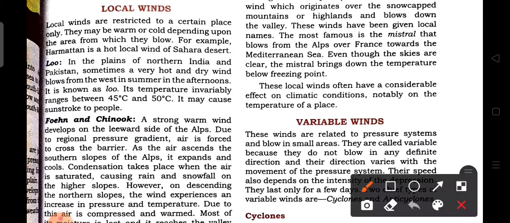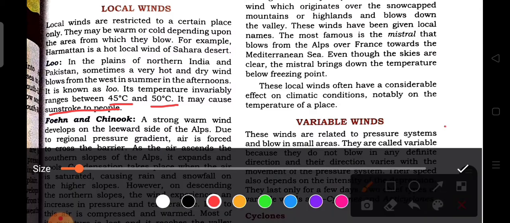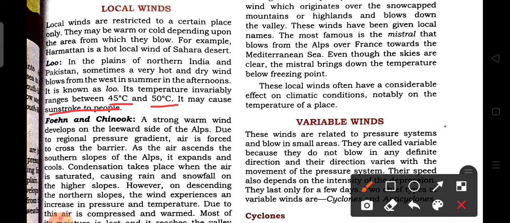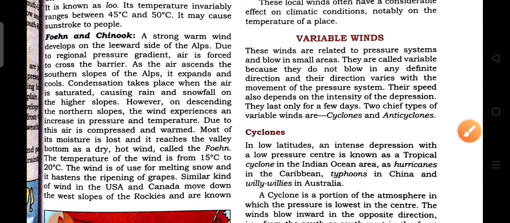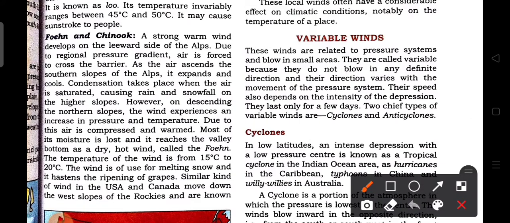Its temperature invariably ranges between 45 degrees Celsius to 50 degrees Celsius. It may cause sunstroke to the people because it is blowing from the warmer land, it becomes very hot and dry wind which causes sunstroke to the people. Next come Foehn and Chinook. The Foehn and Chinook is also a local wind in which a strong warm wind develops on the leeward side of the Alps.